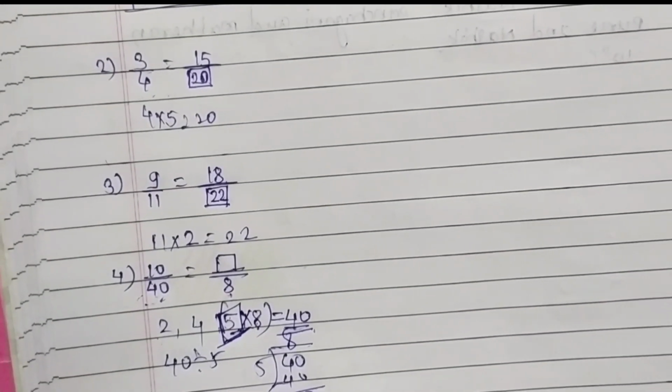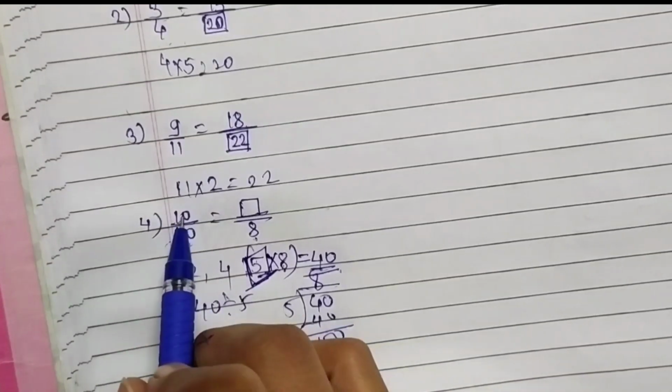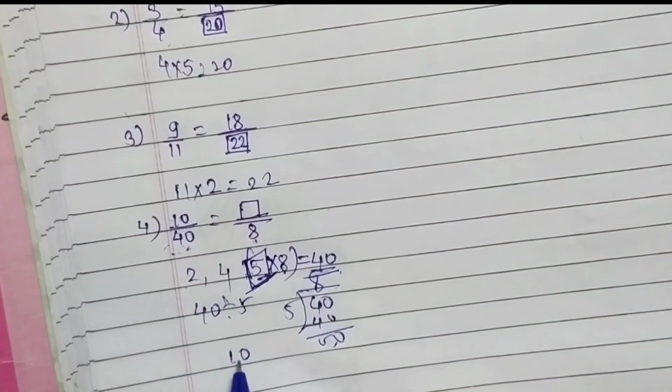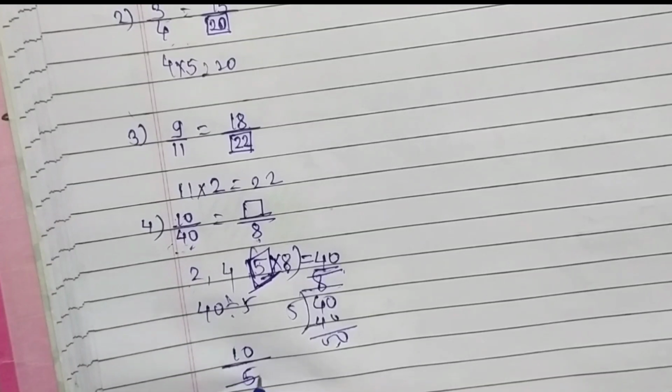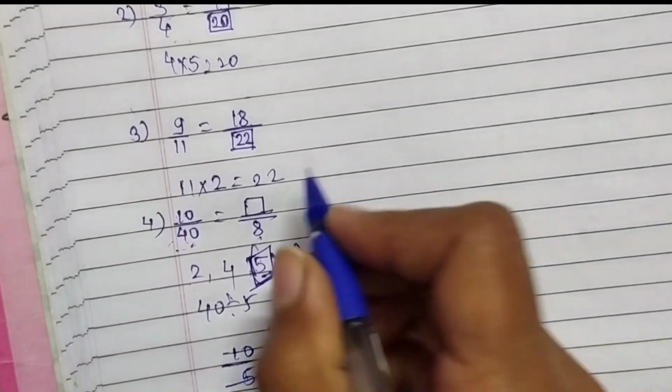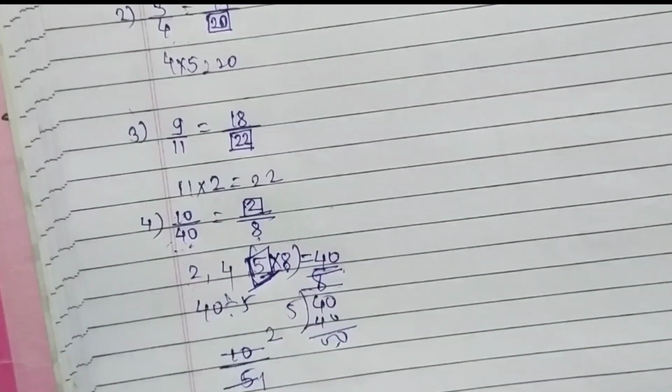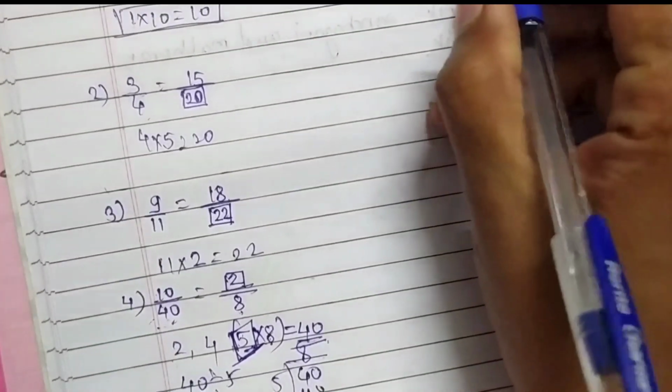Just like that, we have to divide 10 by 5. So divide 10 by 5. 5 1s are 5. 5 2s are 10. So our answer here is 2. Now fifth question.